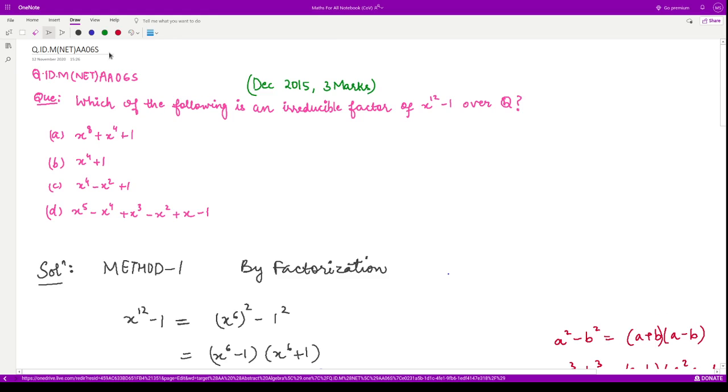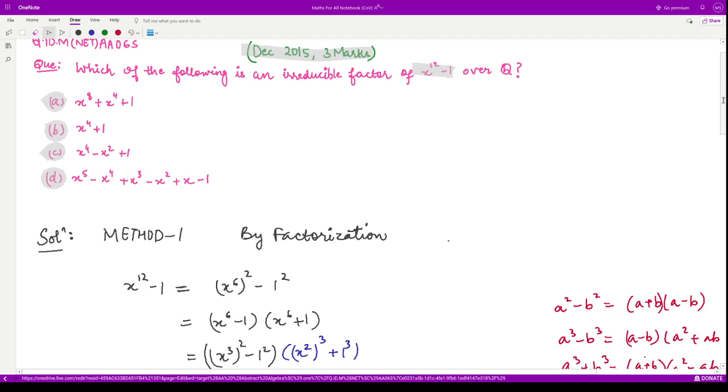In this video, we shall see a question from December 2015 consisting of 3 marks from abstract algebra. The question says: which of the following is an irreducible factor of x to the power 12 minus 1 over the field of rationals? So you are given these 4 factors. You have to suggest which of these are irreducible as well as a factor of this polynomial x to the power 12 minus 1. So we have 2 methods to solve this question.